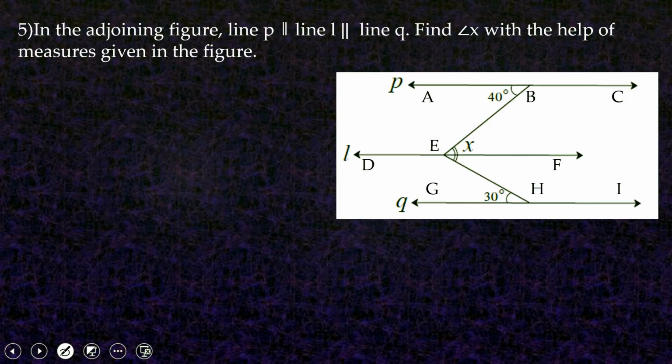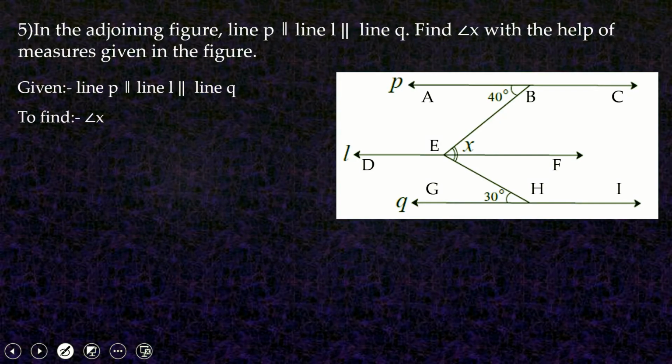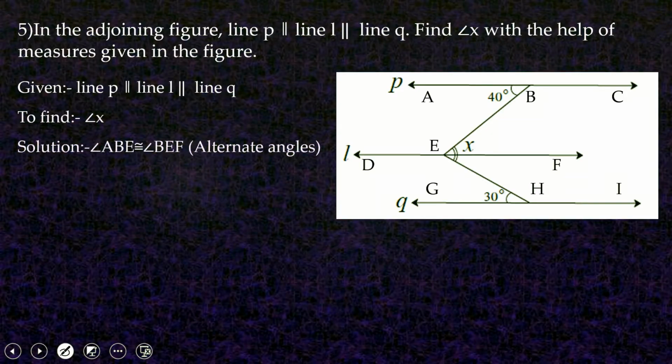So again, step 1 is to write what is given in the question. Line P is parallel to line L is parallel to line Q. Next step, to find angle X. Now children, here the naming has been done by me, that is A, B, C. In the textbook it is not given, so we can assume according to our wish, whatever you feel you can name it. So I have given the names here.